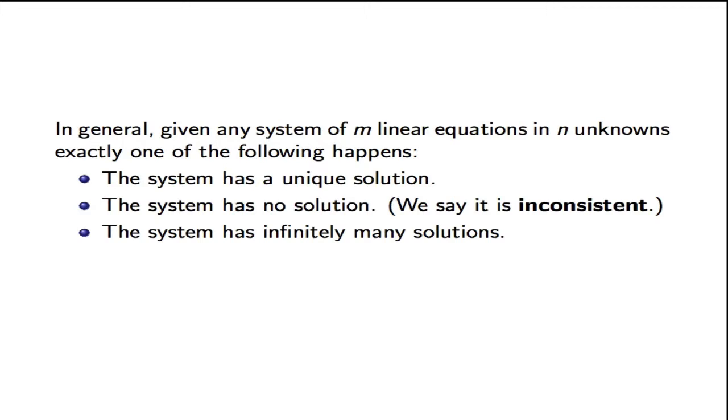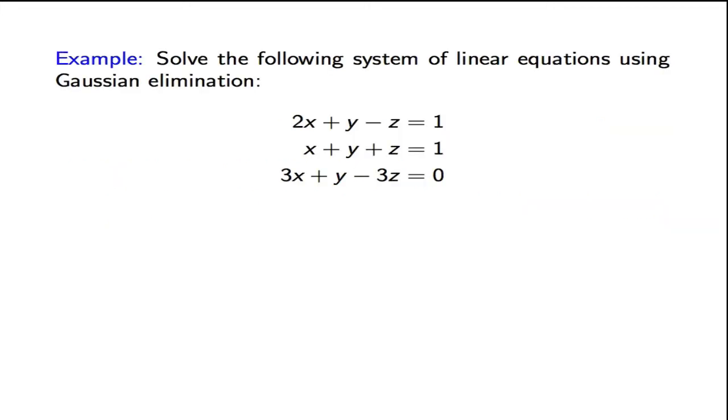And in general, if we are given a system of m linear equations in n unknowns, then exactly one of these three things happens. Either we have a unique solution, or we have no solution, and we say that the system is inconsistent, or we have infinitely many solutions. So let's see an example. Suppose we are asked to solve the following system of linear equations using Gaussian elimination.